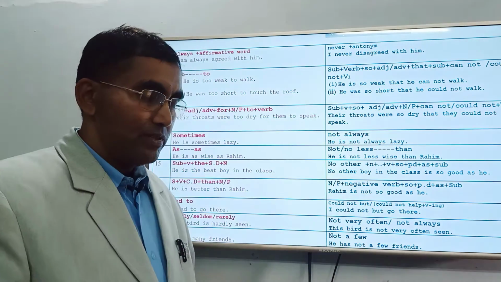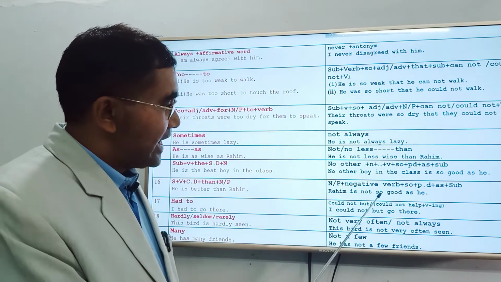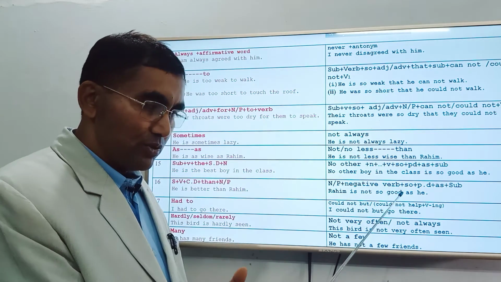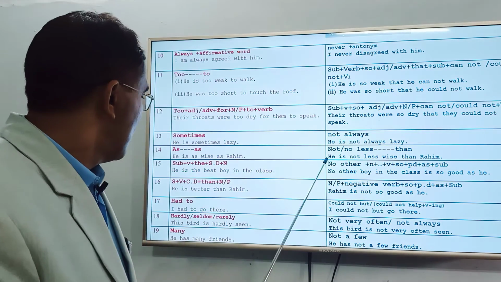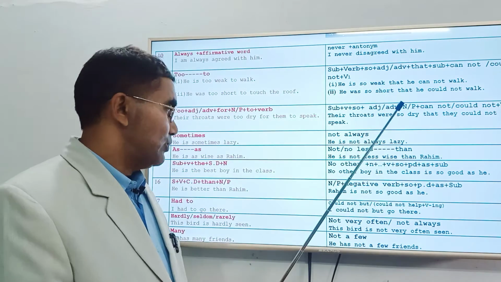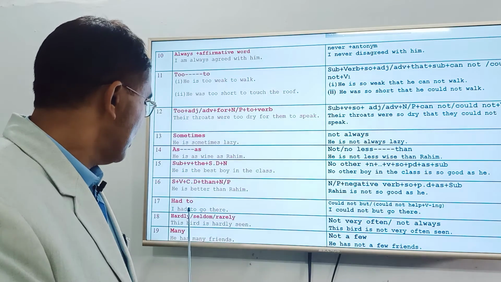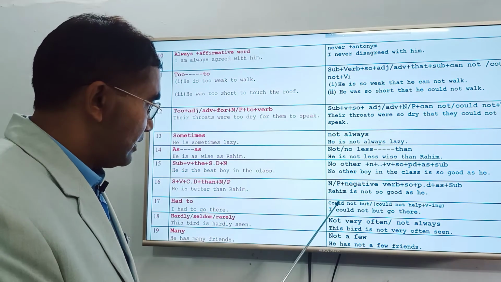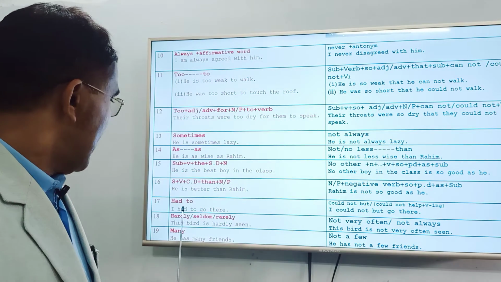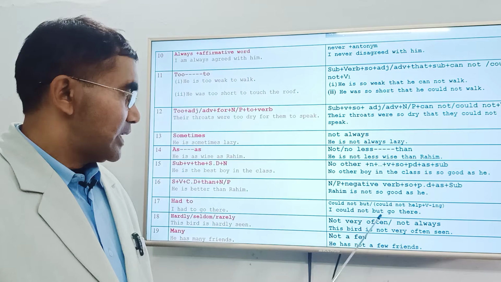Dear friends, one point that you should keep in your memory is that in negative sentences we generally use so, dot dot, as, but you can also use as plus as. But generally so plus as is encouraged. Had to. If you find a sentence with had to, the negative form can be could not but. For example, I had to go there, the negative sentence can be I could not but go there.